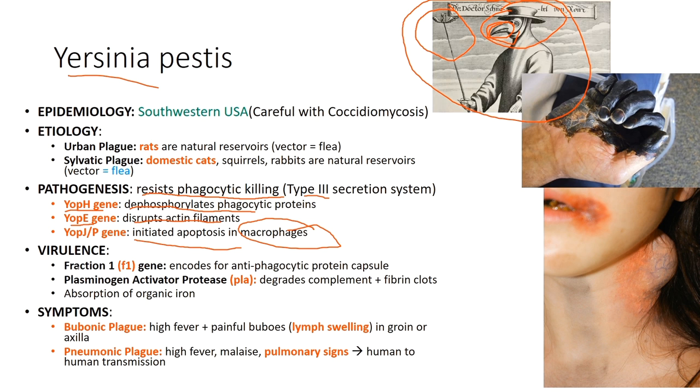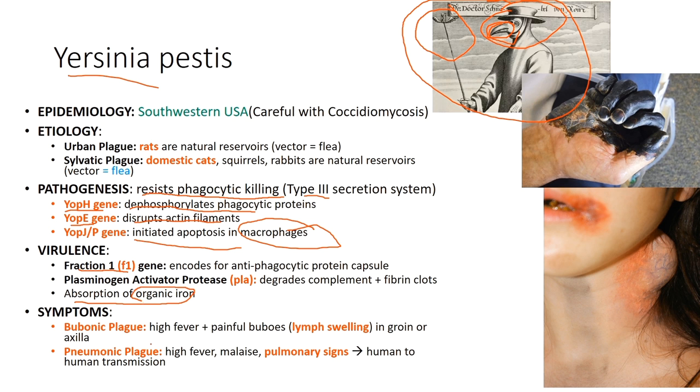It also has virulence factors such as the F1 (fraction 1) gene. This encodes an anti-phagocytic protein capsule. It also has a plasminogen activator protease, or Pla, and it degrades the complement and fibrin clots, so it can further invade around the person's body. So it's not trapped in complement or fibrin clots. And so this guy has definitely developed a way of causing bad infections, and that's why it caused a lot of death in people. And then it also has absorption of organic iron for nutrients for itself.